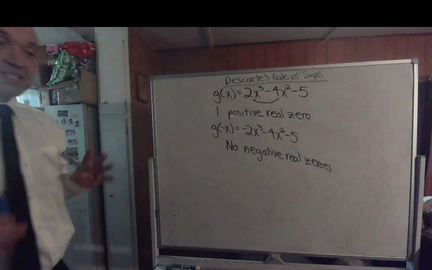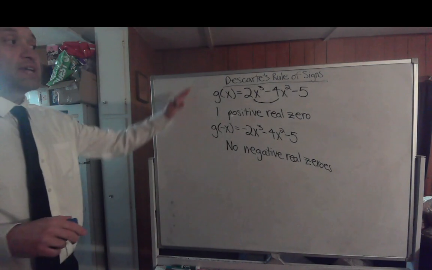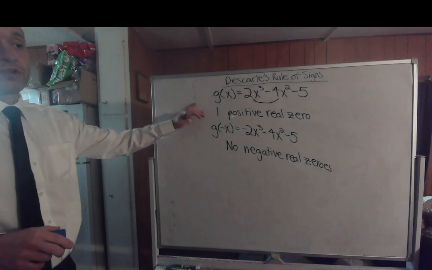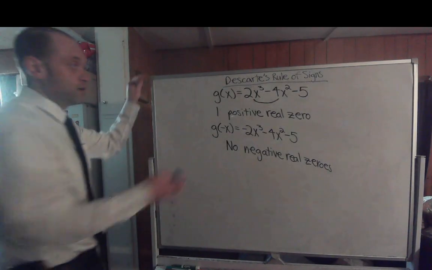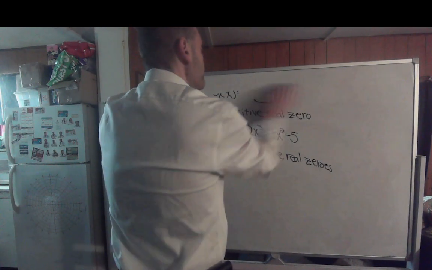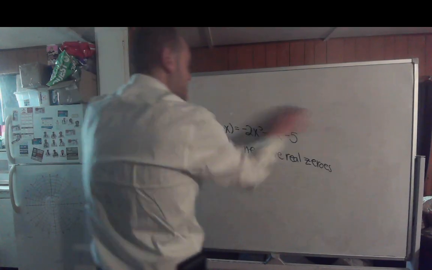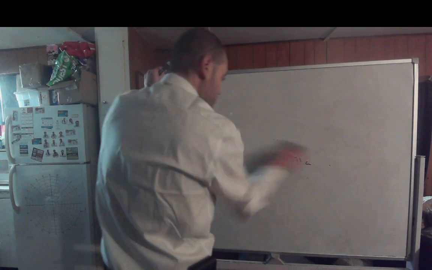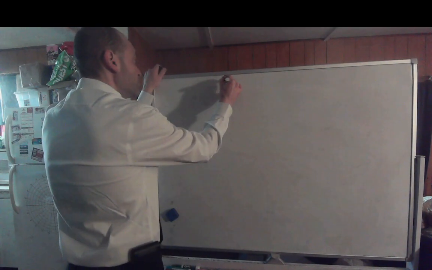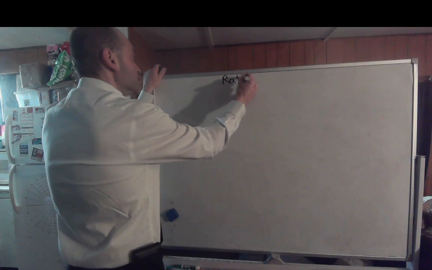All right, so that's Descartes' rule of signs. That again only tells you the nature of your real zeros. It doesn't tell you what they are. But now we're going to get to what you really came for, which is going to be the rational zero test for polynomial functions.